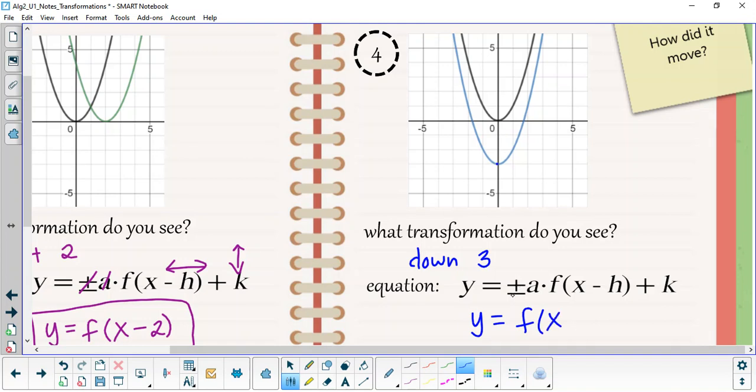Now, I don't need the plus or minus because there was no reflection. It didn't get stretched or compressed, so I don't need a. I have f of x. I didn't move left or right, so I don't need h. So I'm going to close my parentheses. And k tells us up and down. We went down 3 units, so k is minus 3 since it went down. Remember, h is the only opposite one. Okay?